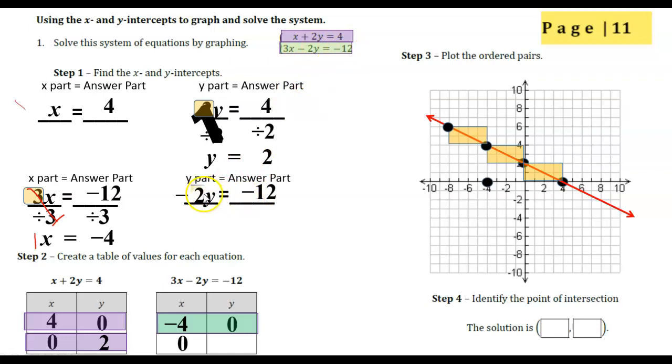And then our y part, negative 2y equals negative 12. All right, again, think about negative 2 times what gets you negative 12, or what's the opposite of multiplying? Dividing. So we'll divide both sides by negative 2. That will cancel out to be 1. And what would negative 12 divided by negative 2 be? 6. So we have a y-intercept of 6. So where on the y-axis is 6?